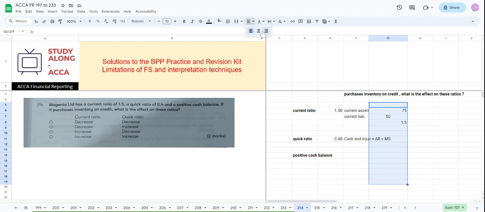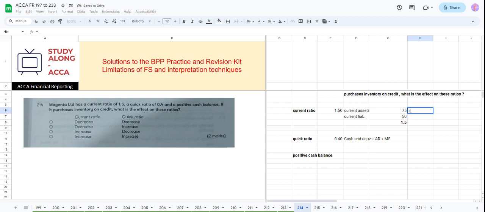Let me do some alignment here. So this is our existing current ratio. Now we purchase inventory for say 25. So in the current assets, because of the inventory, what will happen? It will increase by 25, and then our ratio will come down, right?